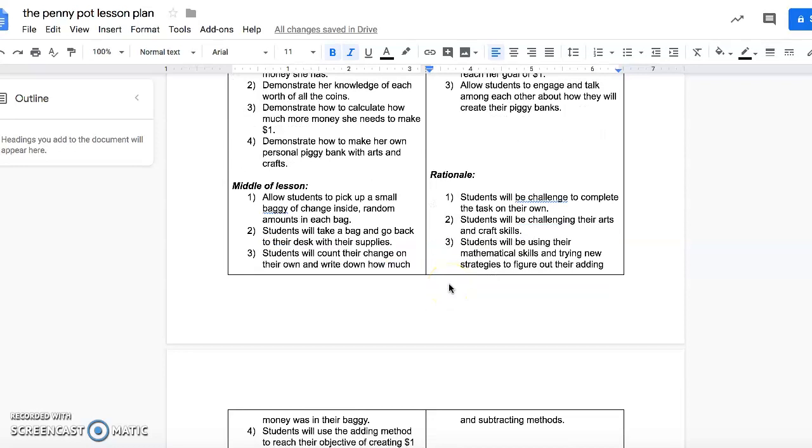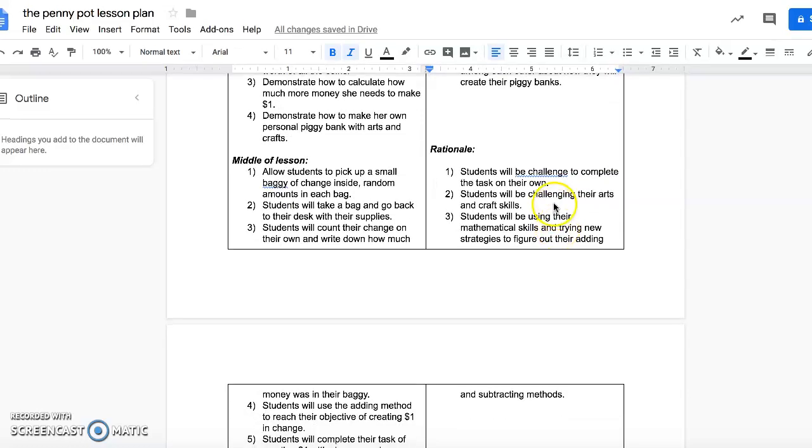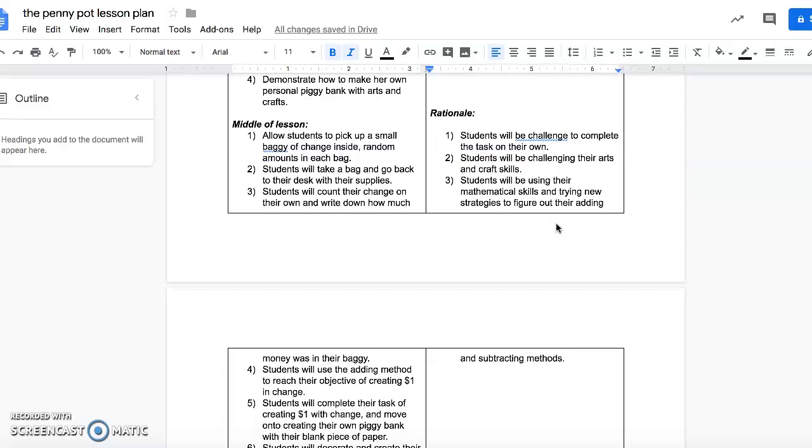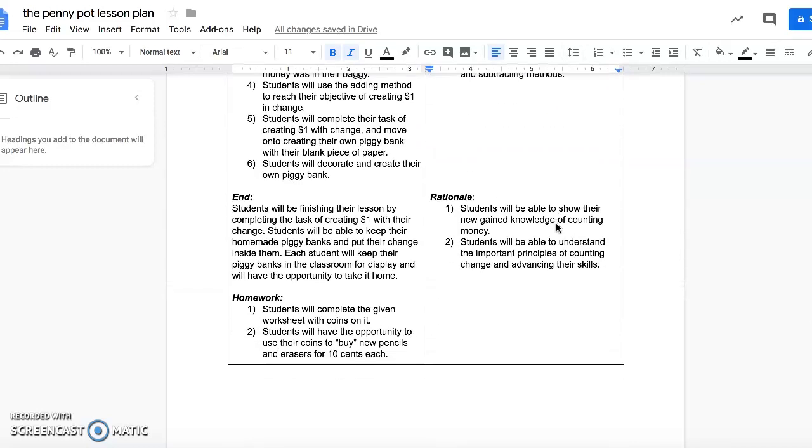The reason for these activities in the middle of the lesson is that students will be challenged on their own knowledge and practice it on their own. They will be able to practice their arts and crafts skills, and they will use critical thinking and mathematics skills to develop strategies to figure out how they are going to add and solve this for themselves.